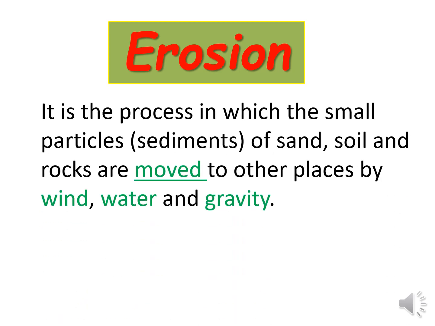Now we are gonna study erosion as we have studied weathering. We are gonna know what is it and how it takes place. As we have said, erosion is the process in which the small particles or sediments of sand, soil, and rocks are moved to other places by wind, water, and gravity.